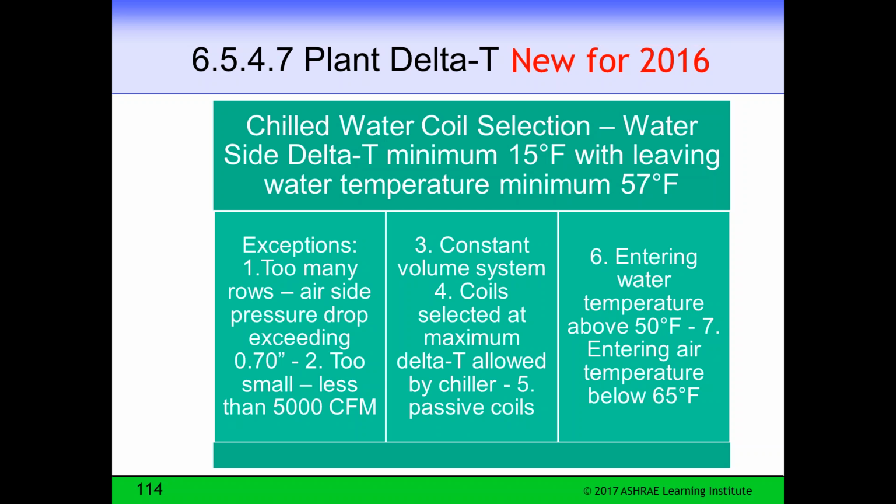Too small, if the unit's less than 5,000 CFM. If it's a constant volume system, then we don't require you to do this. Coil selected at maximum delta T allowed by a chiller. So if you've got an existing chiller and your chiller just can't do it, we won't make you do it. And passive coils, where you don't want to use very cold water, and passive coils in general, this would be like a chilled beam.